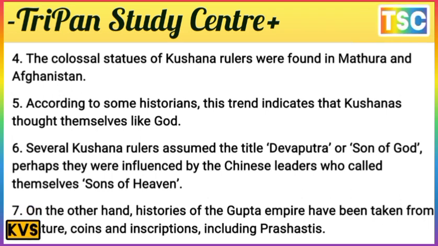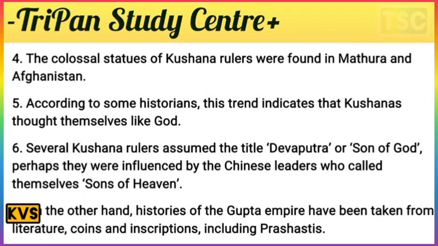The statues of the Kushana rulers were found in Mathura and Afghanistan. According to some historians, this tends to indicate that the Kushanas thought of themselves like gods.